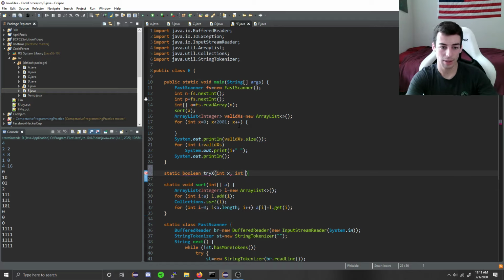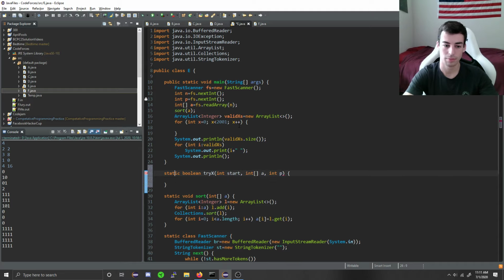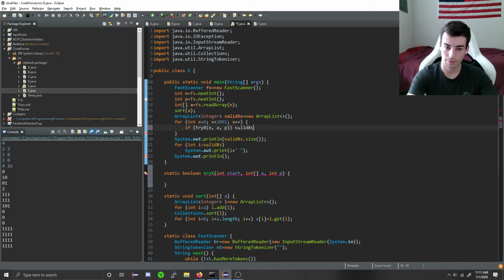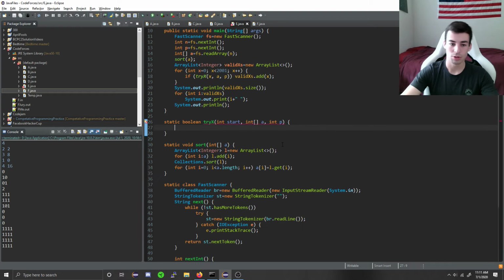We'll have some x, which will be the starting value, and then some array, and then some prime. So we try x for the start, the array, and the prime, then add this x, and then print it out at the end. So now we're just left with this method here. So how do we do this? We can make the caps, but it might be easier to just not do that. Yeah, I think it's easier not to.